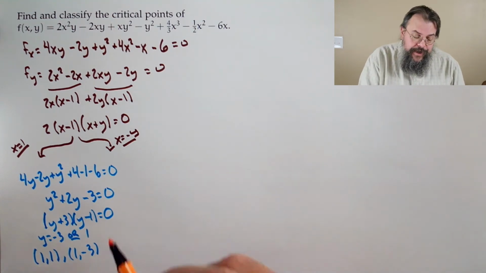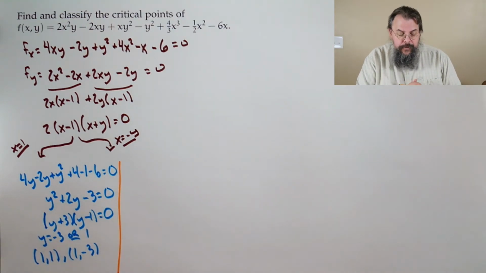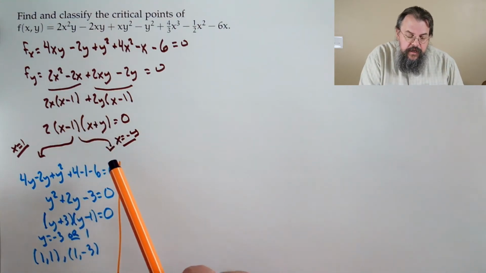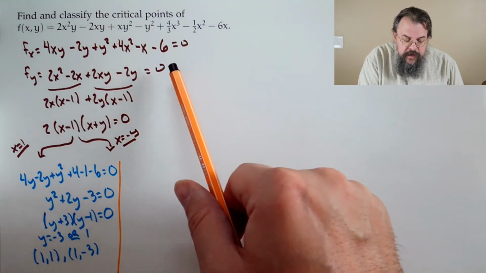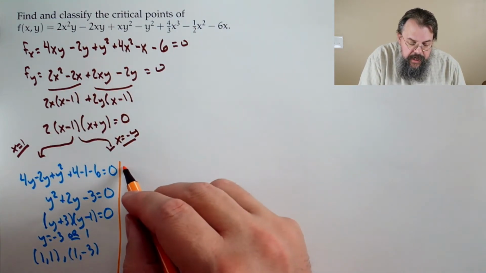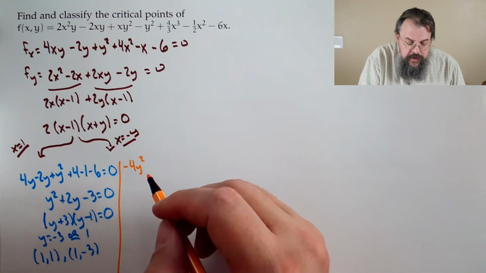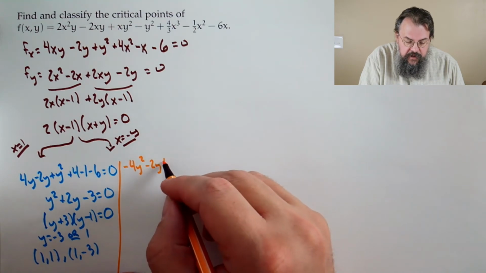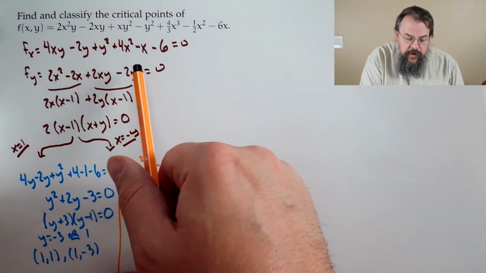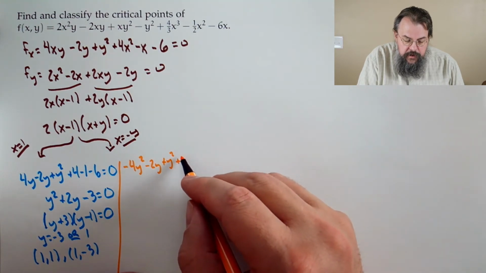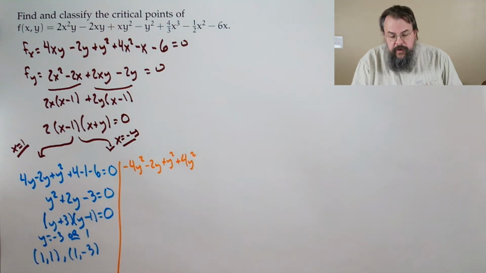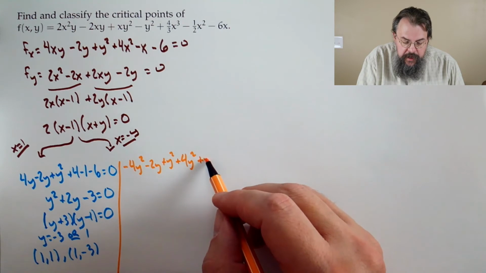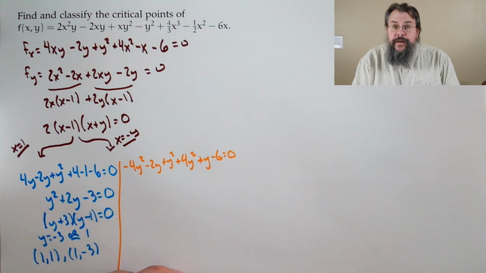What if x were negative y? What would happen there? Again, a similar process: everywhere we see an x, let's replace it by negative y. So we're going to have minus 4y squared. Then we're going to have minus 2y, that just stays as it is. Y squared stays as it is. 4x squared becomes 4y squared, because if you square negative y, it's the same as squaring y. And then minus x becomes plus y, minus 6 equals 0.